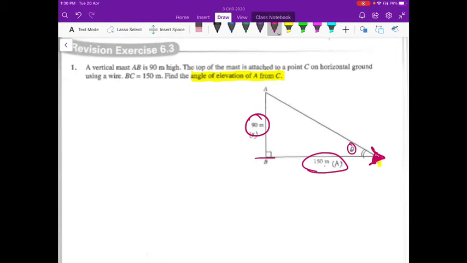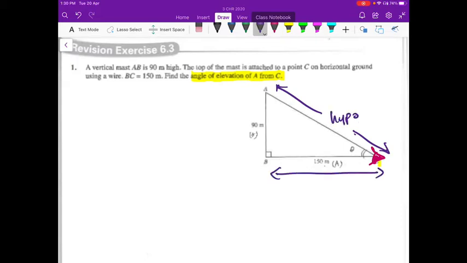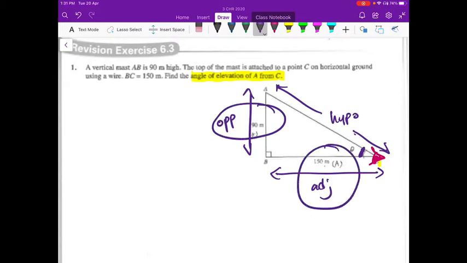Zihui, what is the name of the longest side of the triangle? What is the name of this one? You have 3 options. Adjacent, opposite, hypotenuse. Okay, hypotenuse. What about this side? Given that we are talking about this angle. Okay, very good. Adjacent. And the final one? Opposite. So we are given opposite, we are given adjacent. Which trigo ratio should we use? Zihui.